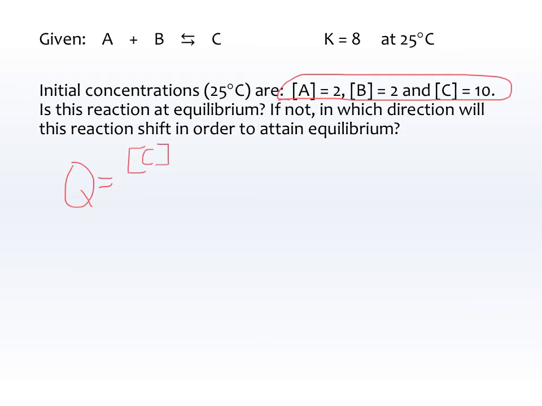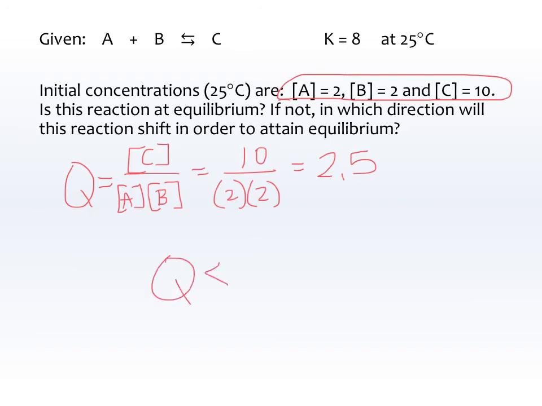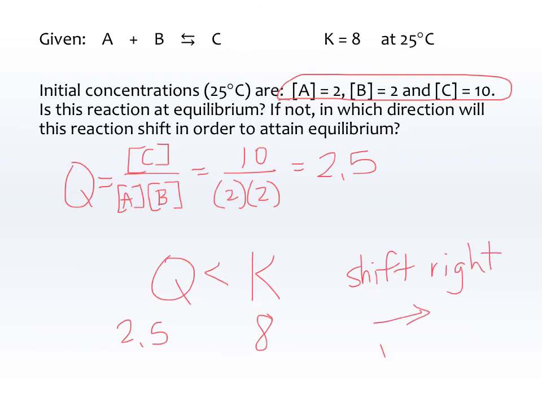So my products divided by my reactants raised to the power of their coefficients, but they're all 1. So I'm going to plug them in. 10 divided by 2 times 2. 10 over 4 is 2.5. Okay, so now we're going to compare Q to K. Notice that Q is less than K because Q is 2.5 and K is 8. So if Q is less than K, that tells me that the system is going to shift right to make more products.